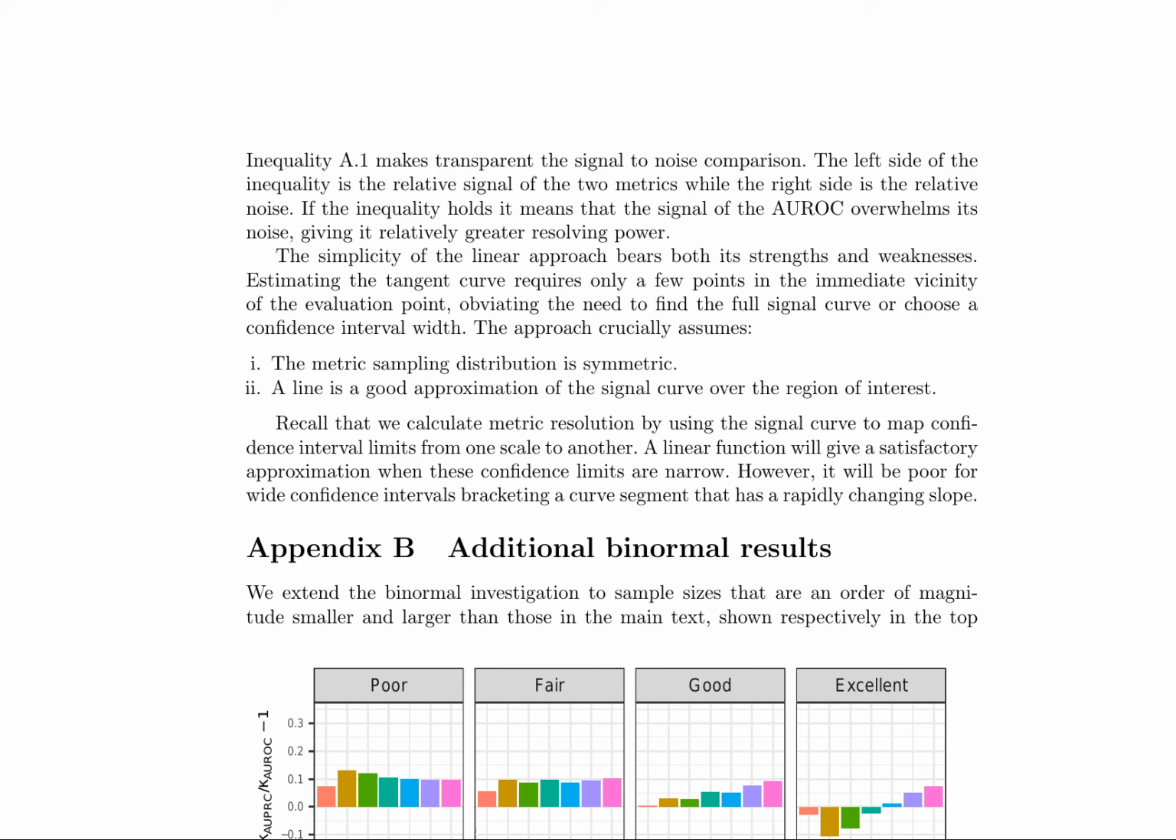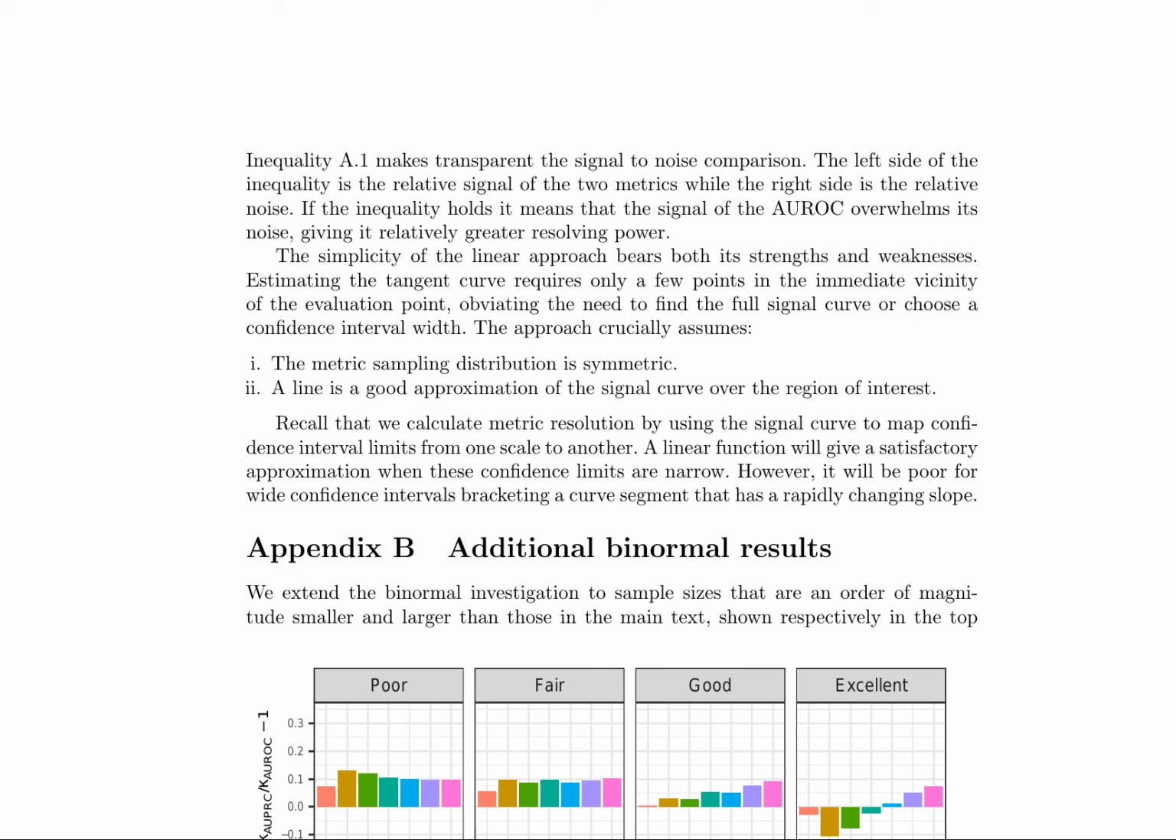When this inequality holds, the signal of the AUROC metric dominates its noise, resulting in relatively greater resolving power. The linear approach, although simple, has both advantages and limitations. It requires only a few points in the vicinity of the evaluation point to estimate the tangent curve, eliminating the need to find the full signal curve or choose a confidence interval width. However, this approach relies on two crucial assumptions: symmetric metric sampling distribution and a good linear approximation of the signal curve over the region of interest.